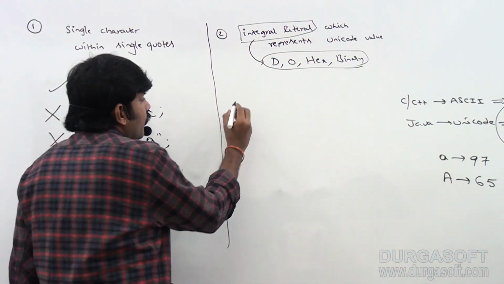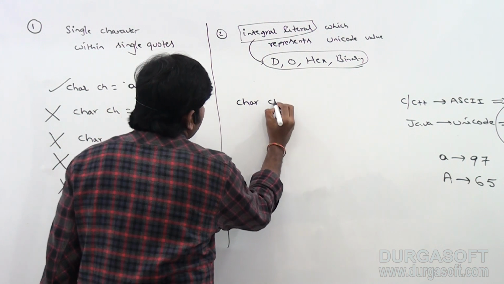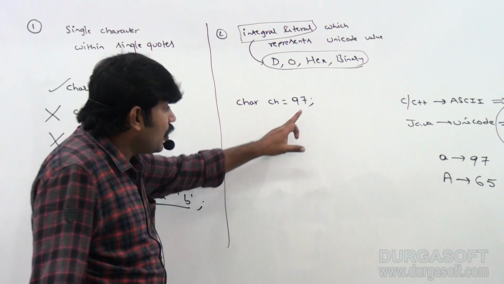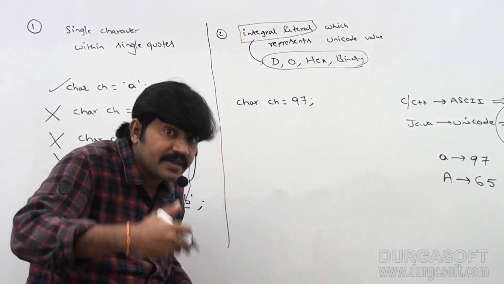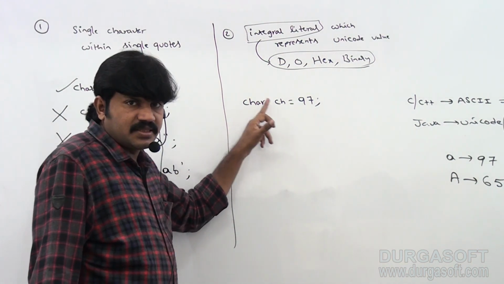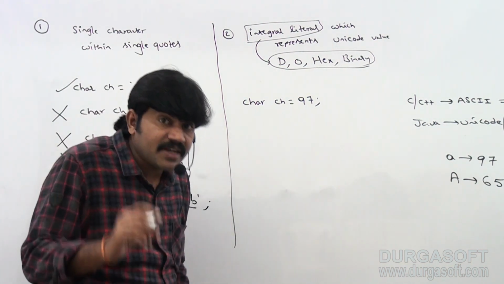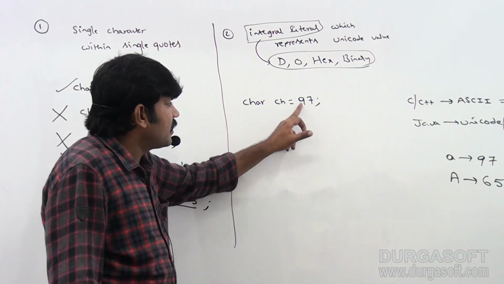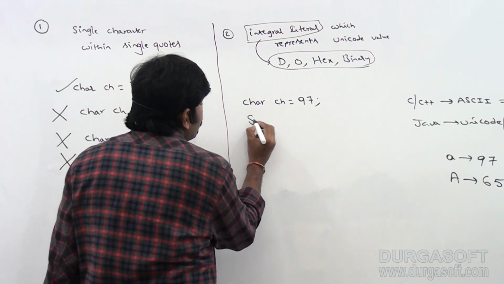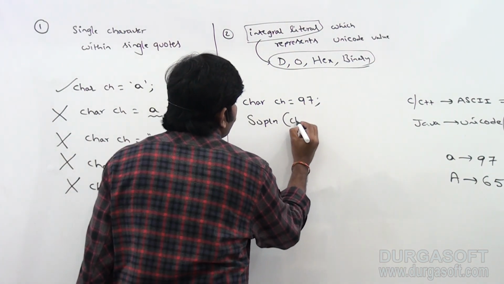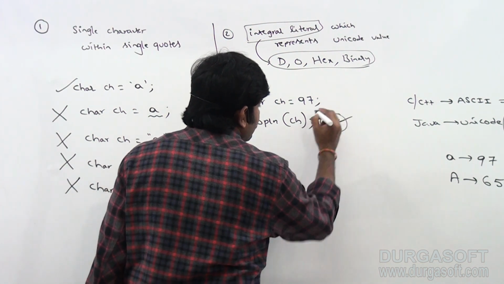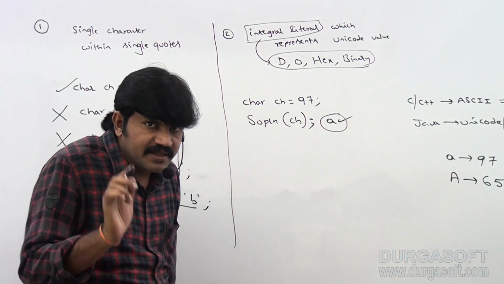Now observe carefully, char ch is equal to 97. Now the 97 related character is A, that A will be stored inside this ch. Are you getting? 97 related character is A, that A will be stored inside this char. Now if you want, you can print SOP of ch. A is the answer you are going to get by default. What are the answers, sir? A itself is the answer. Clear for all of you, right?